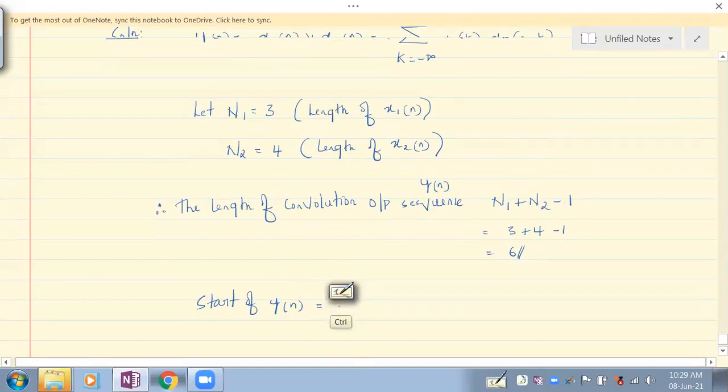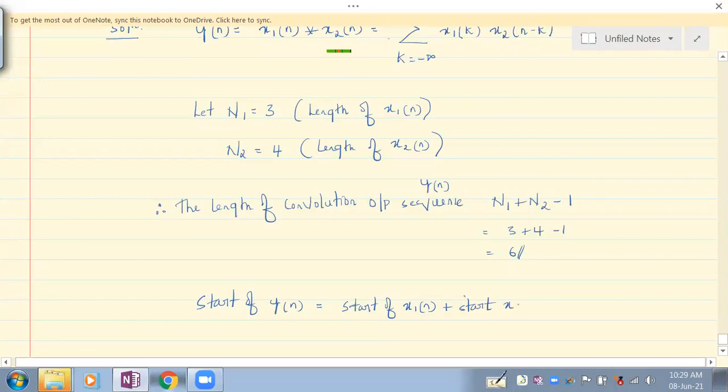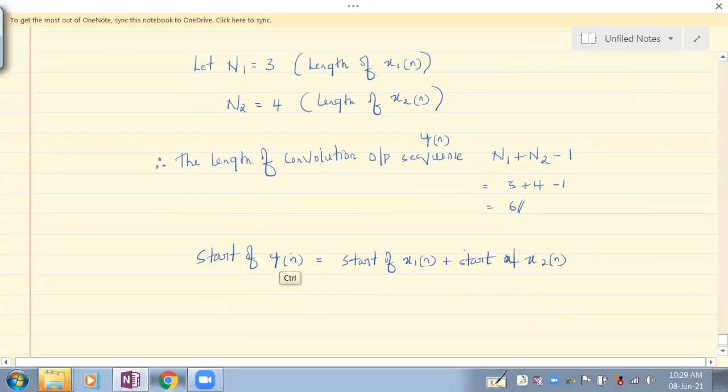It is the start of x1 of n plus the start of x2 of n. x1 of n is starting at n equal to 0. x2 of n is starting at n equal to minus 2. So y of n would start at minus 2. So the start of y of n is at n equal to minus 2.